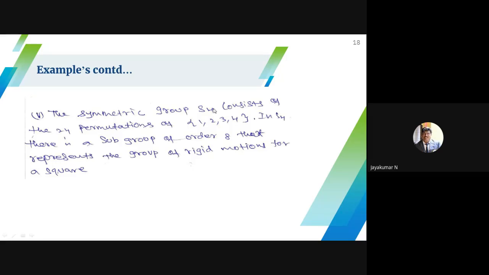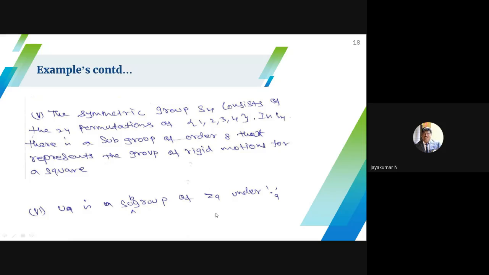The symmetric group S4 consists of 24 permutations of 1, 2, 3, 4, because 4 factorial is 24. In S4, there is a subgroup of order 8 that represents the group of rigid motions of a square. See, we know that S4 is a symmetric group. S4 means there are 24 elements. What is a subgroup of S4? That is nothing but the group of rigid motions of a square. This is a subgroup of S4.